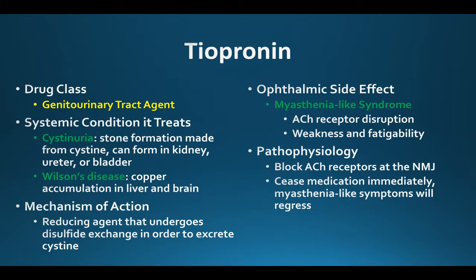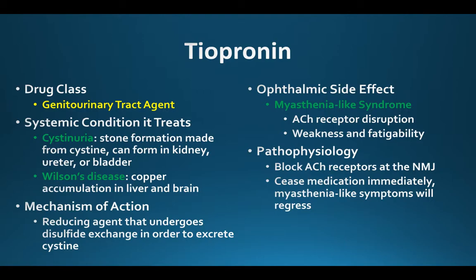Wilson's disease is when there's an accumulation of copper within the liver and brain. This disease also has an ocular finding called a Kayser-Fleischer ring, in which the copper accumulates within the cornea itself. The mechanism of action for tiopronin is that it's a reducing agent that undergoes a disulfide exchange with cysteine in order to form tiopronin-cysteine, which is more easily excreted by the body.